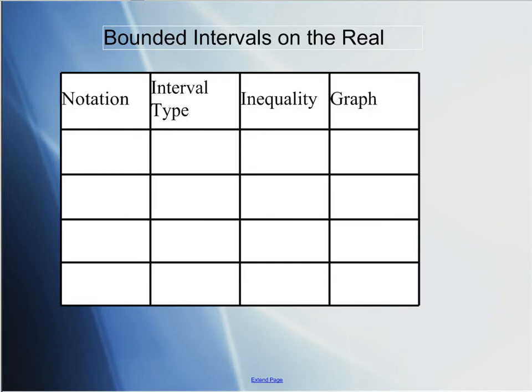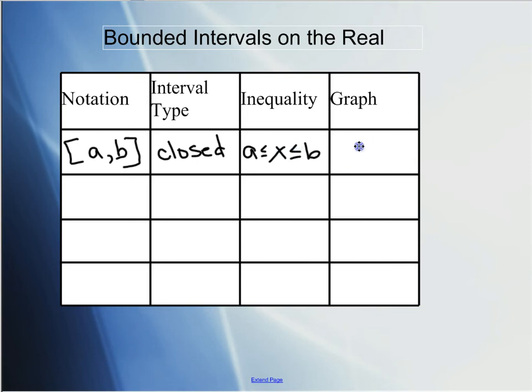Okay, bounded intervals. Bounded intervals on a number line are intervals that stop basically on both sides. So the notation for a bounded interval might look like this. You could have a square bracket and then A comma B, so two numbers there, and then another square bracket. That particular interval is closed, and the inequality would look like this. It would be A is less than or equal to X, which is less than or equal to B.